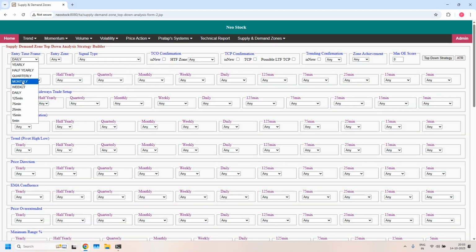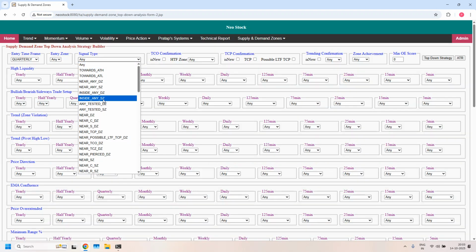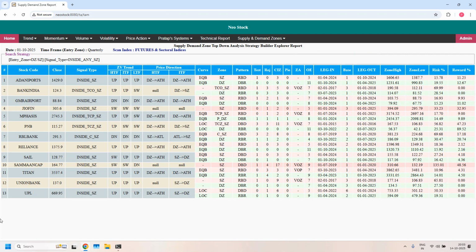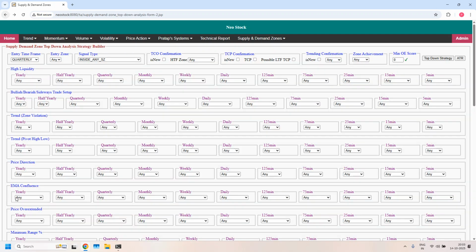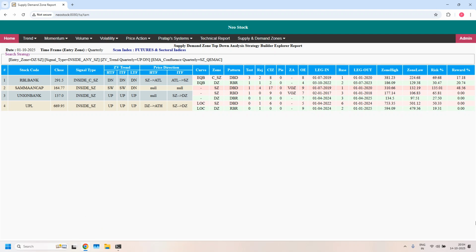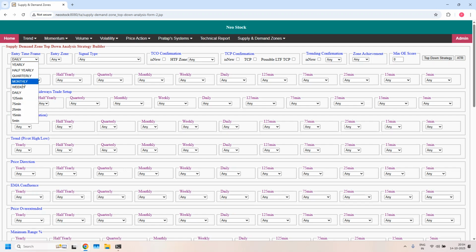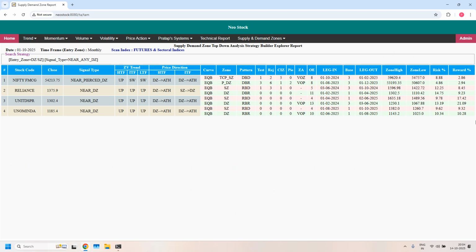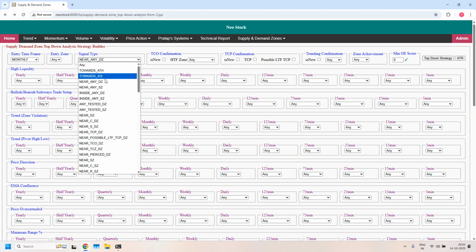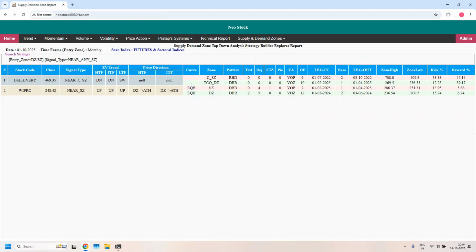Next, price closed inside the quarterly supply zone, we got 13 stocks. Let's further filter based on quarterly supply zone having quarterly EMA confluence, and also trend on the quarterly should not be sideways. We got 4 stocks. Okay, next time frame is monthly. Stocks near monthly demand zone, we got 4 stocks. Next, stocks near monthly supply zone, we got 2 stocks.